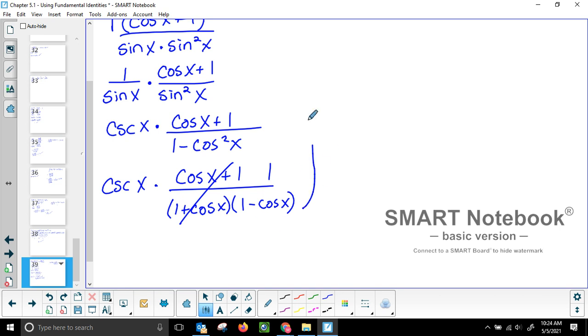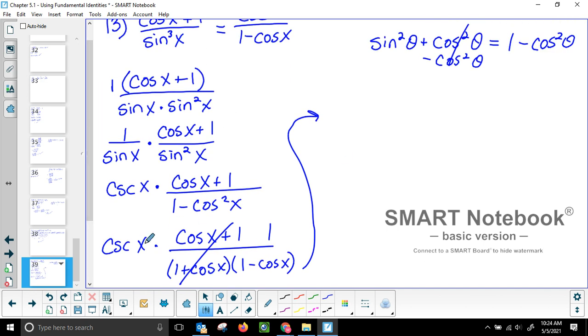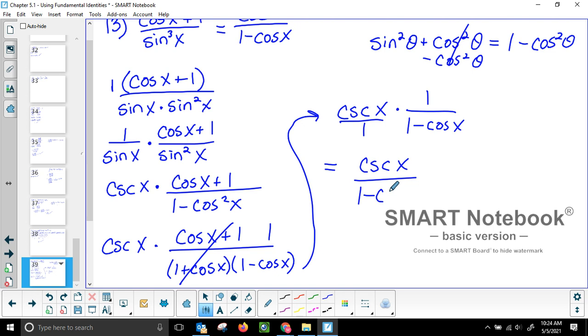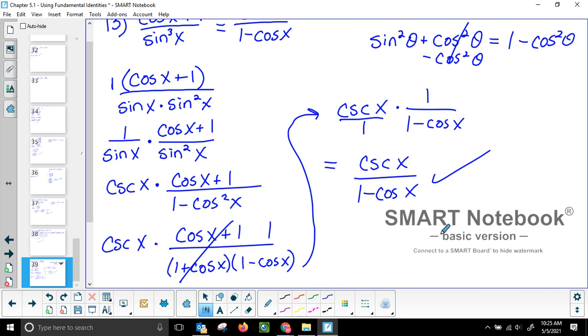Okay, so now, just so that we can see some more of what I was doing up here, I'm going to go ahead and rewrite this. So I still have my cosecant x, and now I'm multiplying this by 1 over 1 minus cosine x. Oh, okay, well, if I think of this as over 1 and I just multiply fractions, multiply across the top, multiply across the bottom, I get cosecant of x over 1 minus cosine of x. What were we trying to get to? That, right? So I got there. Bada bing, it's been verified.